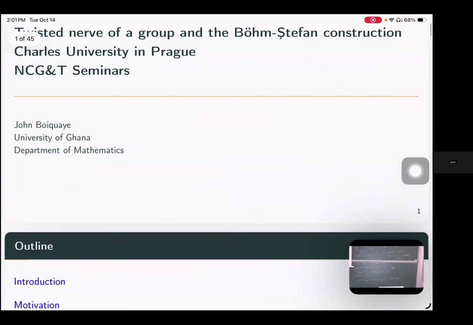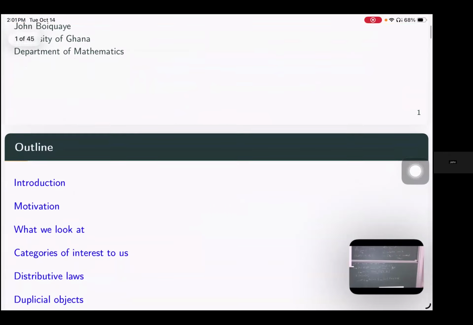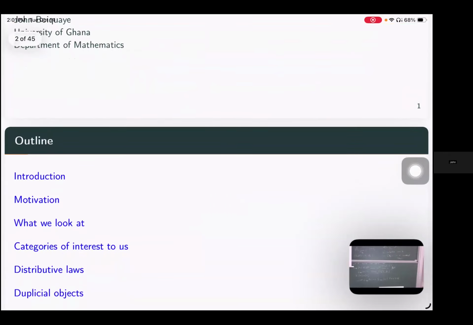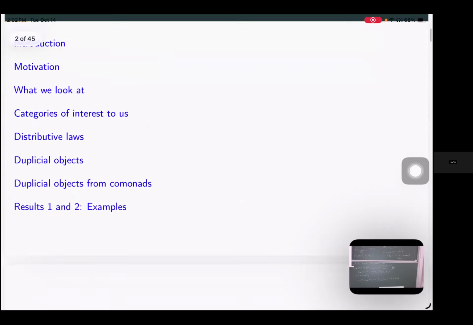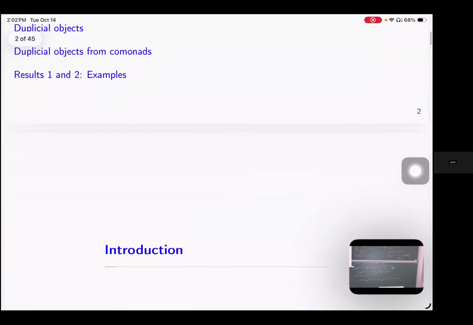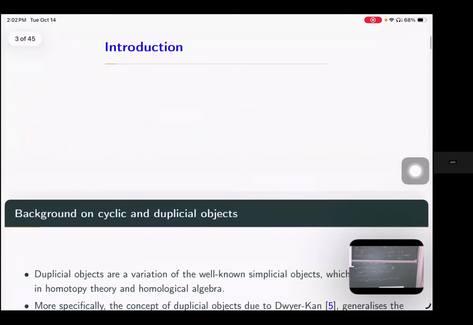Okay, right. So I would first want to give a brief introduction, then a motivation as to why we are doing this and what we really want to look at. And then I'll talk about the categories of interest and then discuss distributive laws, and then talk about differential objects, and then differential objects from comonads, and then some results as examples.